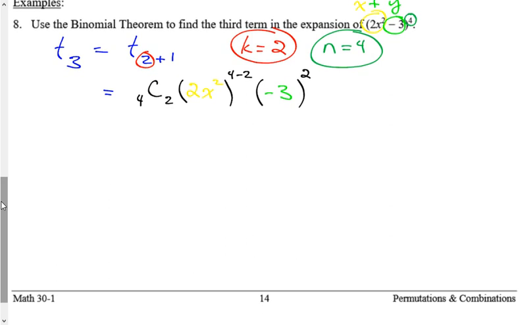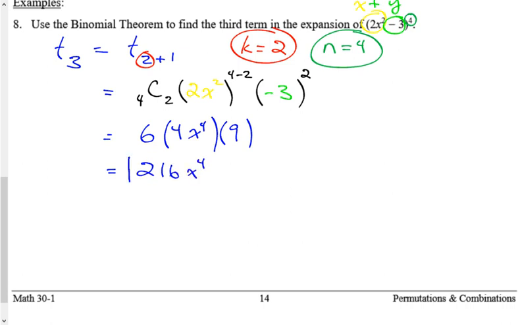So 4 choose 2. We evaluate that on our calculator. I think it's a 6. And then I have 2x squared to the 4 minus 2, which is squared. So 2 squared is 4. X squared squared is x to the 4th. And negative 3 squared is 9. So 216 x to the 4th. That should be term 3 in my expansion.